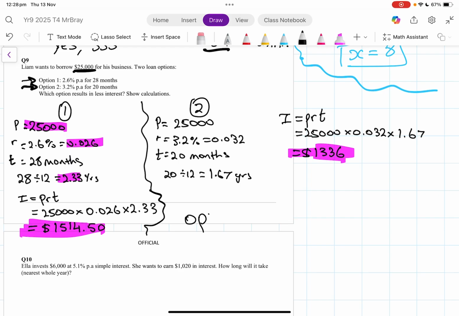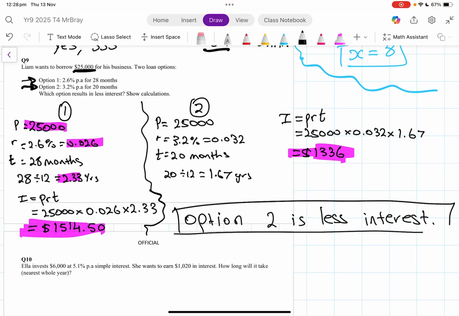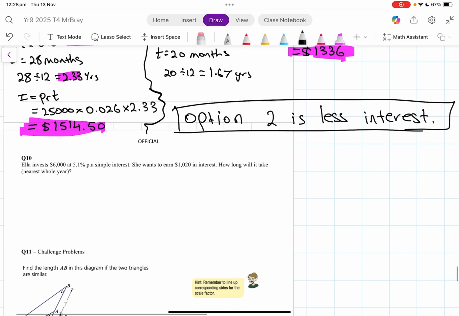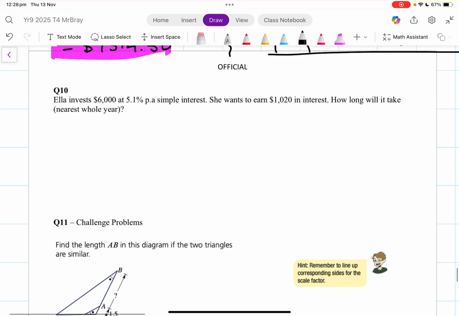is less interest. So option 2 is less interest, which is better for a loan, right? So if we were picking between these two options, we would go for option 2. But yeah, it says which option is less interest? Option 2 is less interest. Awesome. All right, Ella invests $6,000 at 5.1% per annum simple interest.